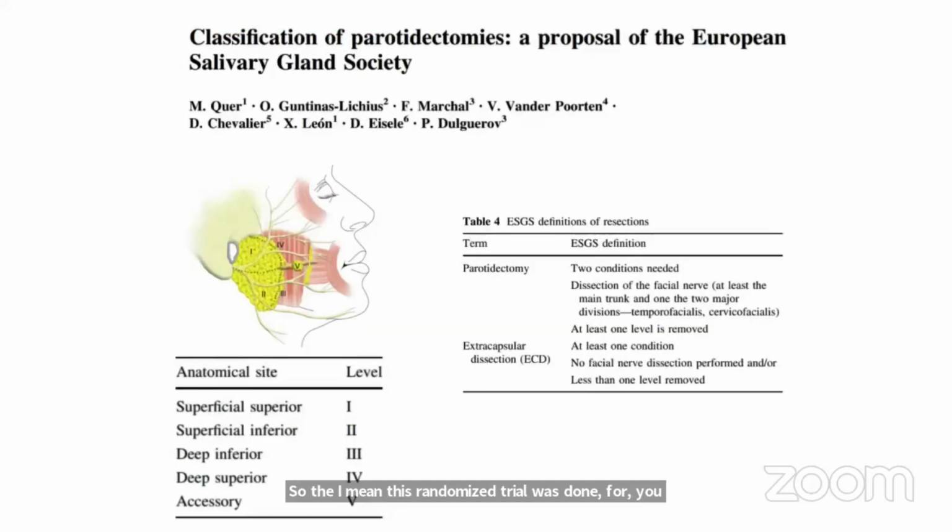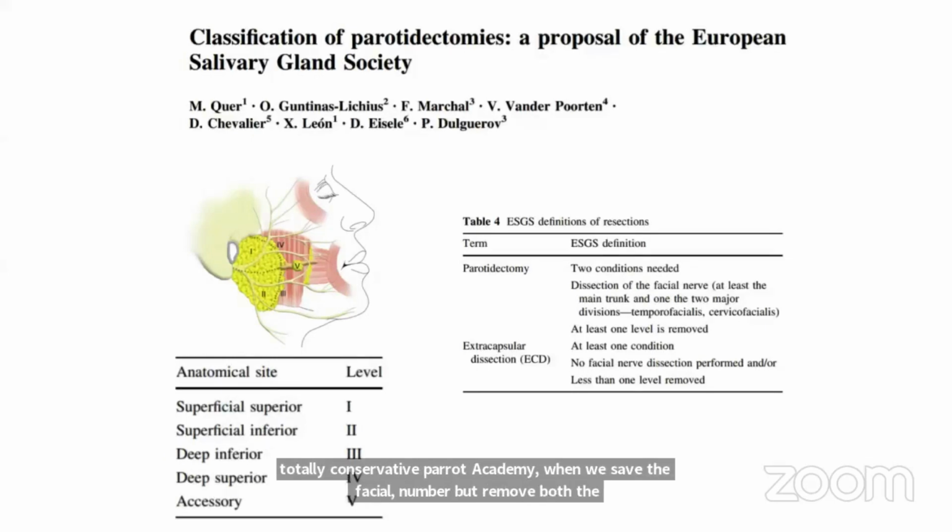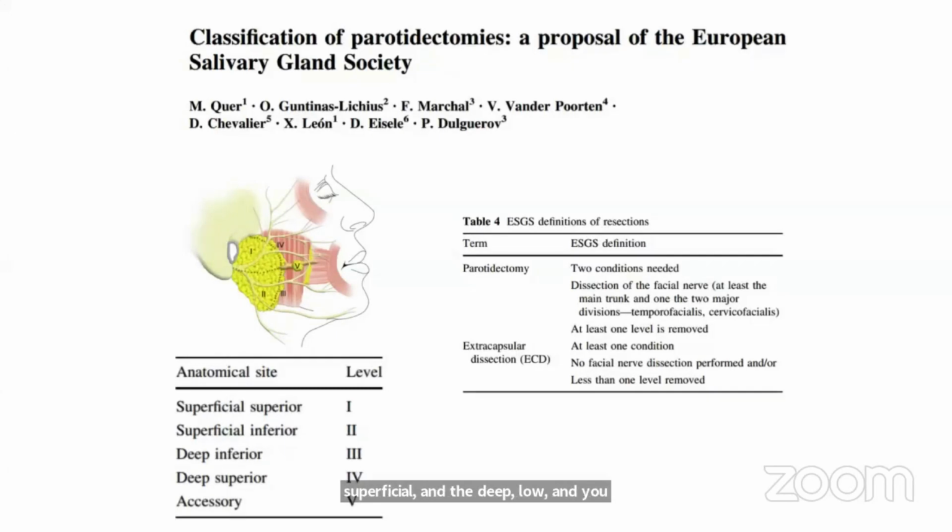Coming to the classification of parotidectomies, what we are usually used to are superficial parotidectomy; total conservative parotidectomy, when we save the facial nerve but remove both the superficial and the deep lobe; radical parotidectomy, when we sacrifice structures like the skin or, most commonly, the facial nerve; and extended radical, when we sometimes remove the masseter or the mandible depending on the invasiveness of the tumor.